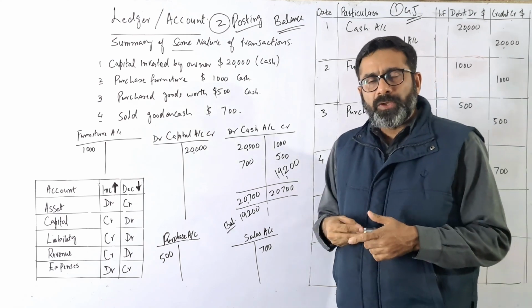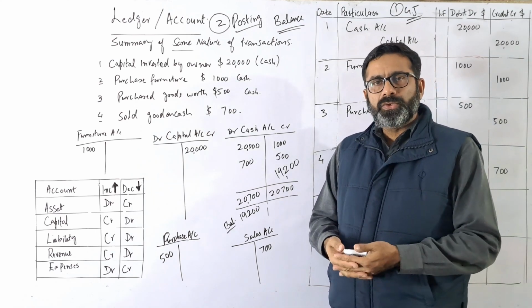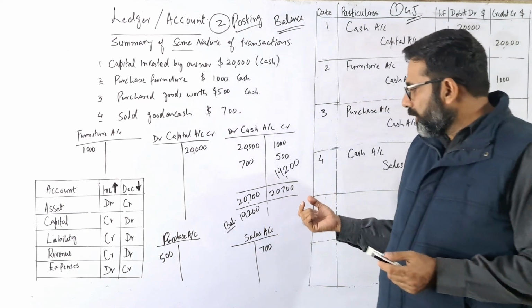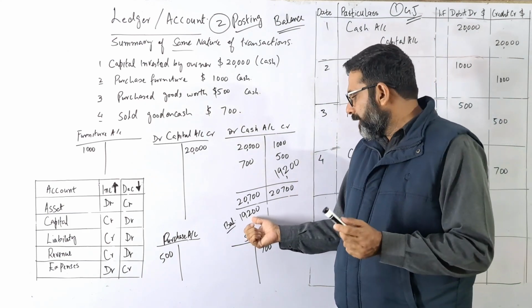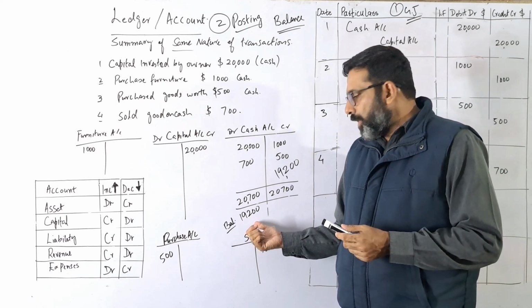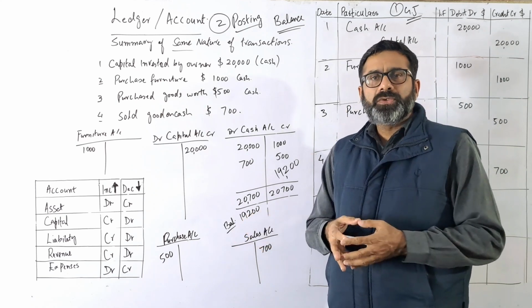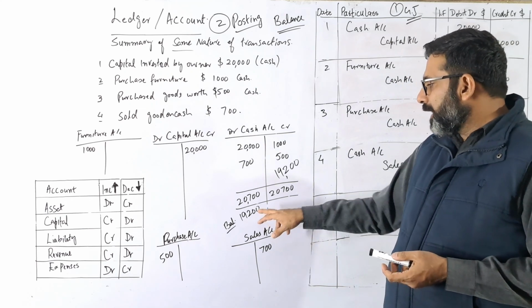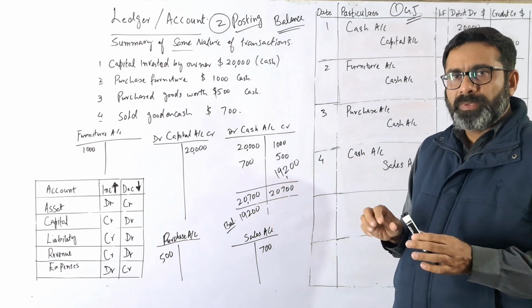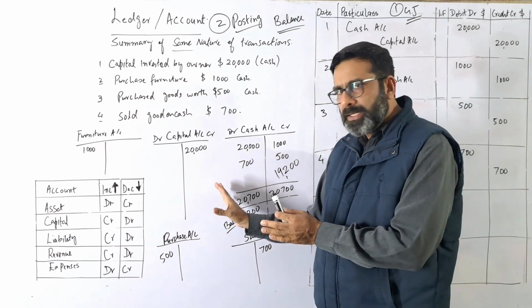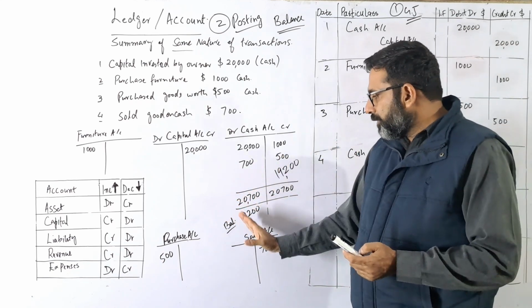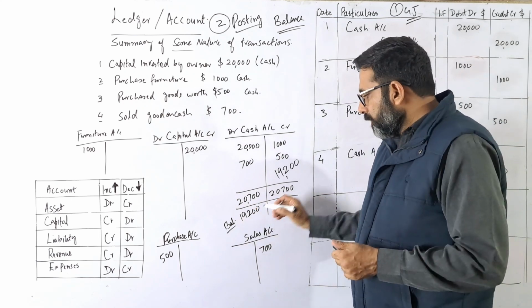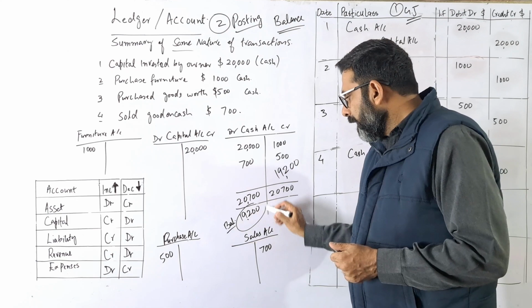So now if the owner of the business is asking you as an accountant what is the balance of the cash you have, you simply tell him that the balance amount is 19,200. Now this 19,200 is the balance amount because the heavier side was the debit side. So we have written this amount on the debit side. So the balance of this account is 19,200.